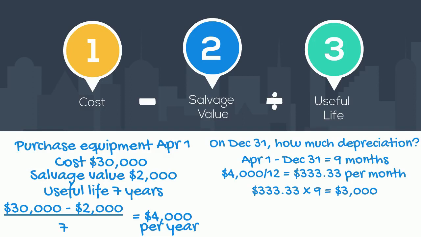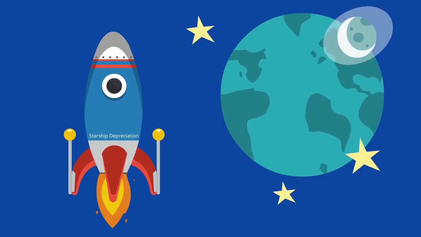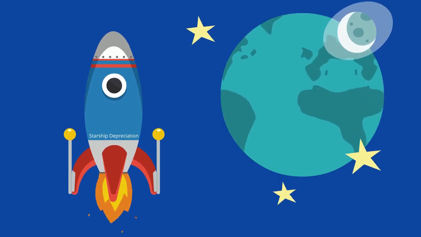If we only adjust depreciation at the end of the year, our entry would be a $3,000 debit to depreciation expense and a $3,000 credit to accumulated depreciation. Now, wasn't that fun? Depreciation is a blast.